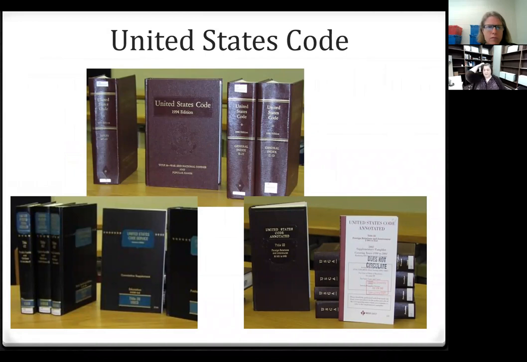Okay, in that case, we're going to move on to the US Code. These are three different flavors of the US Code that we have in print. We have the United States Code, the official version published by the Government Publishing Office. And then we have the United States Code Annotated, which is published by a publisher called West, and the United States Code Service, which is published by Lexis.